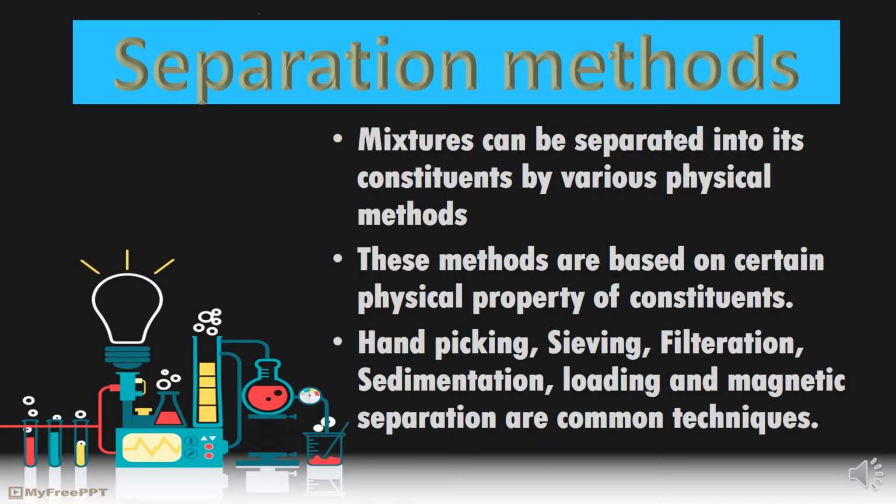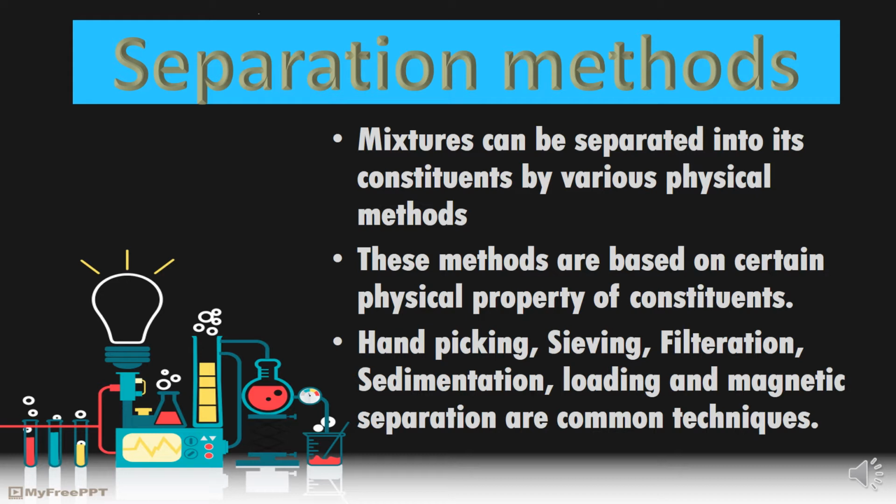Various methods by which we can separate mixtures are based on physical properties of the components present in the mixtures, and as we have already discussed, this is the basic difference between a compound and a mixture: we can separate components of a mixture by any physical method, whereas to separate a compound we need to do some chemical treatment. So physical methods are based on certain physical properties of the components present in the mixture, like their density, solubility, size of particles, and boiling point, etc.